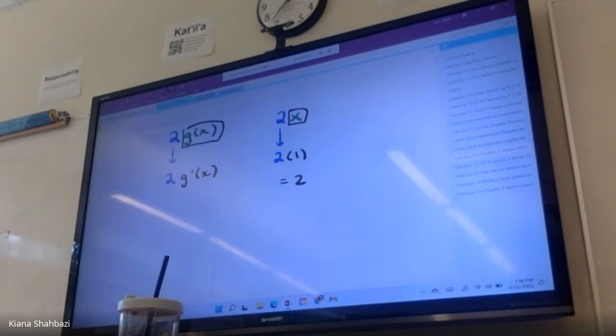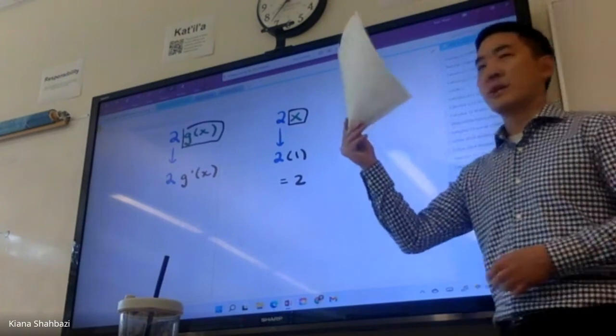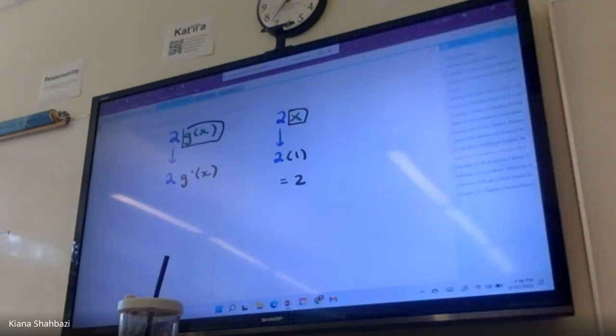Now, class, does everyone have their formula sheet in front of them? Okay, so you've got your formula sheet in front of you. But now it's time to execute.